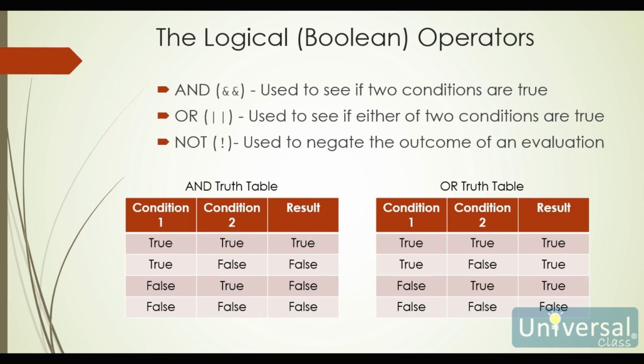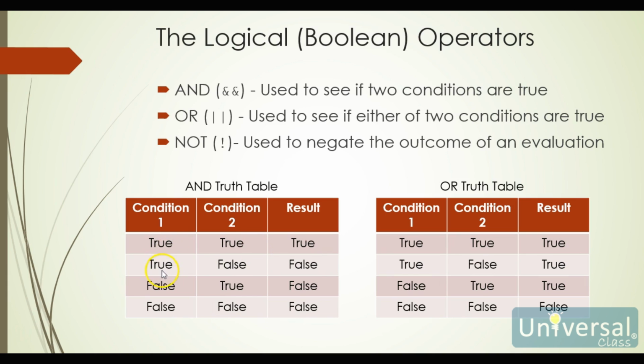We're going to use these things called truth tables. Now, there's an and truth table and there's an or truth table. I'm going to assume that I have two conditions. So let's go back to the example of being hungry and at lunchtime. Condition 1 is if I'm hungry. Condition 2 is if it's lunchtime. So if condition 1 is true, I'm hungry, and condition 2 is true, it's lunchtime, then the result is true, I'm going to make a sandwich.